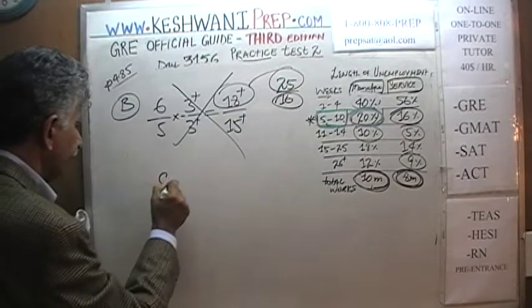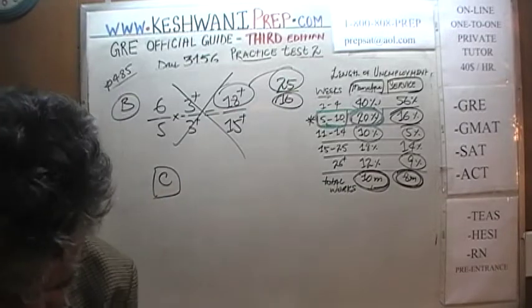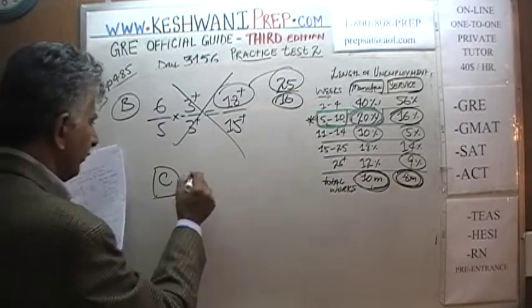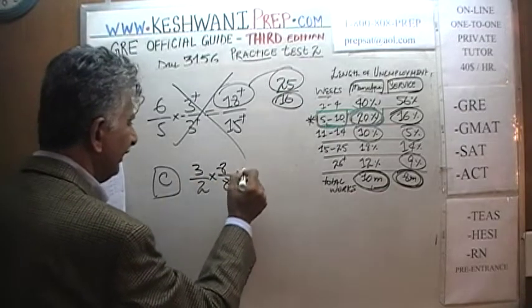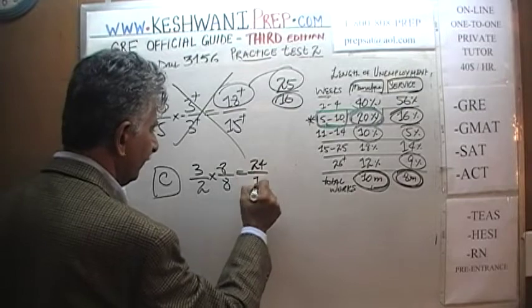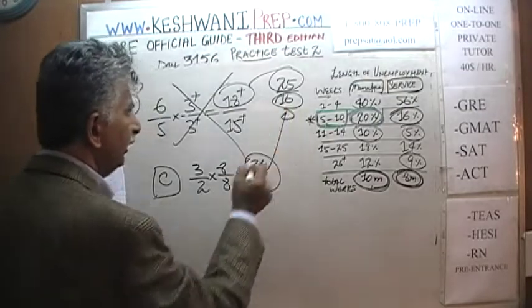The answer is C. And the answer in C, one more time, was very straightforward. It was 3 over 2. Simply multiply top and bottom by 8. And that gives you 24 over 16. And 24 over 16, you can clearly see, is the answer.